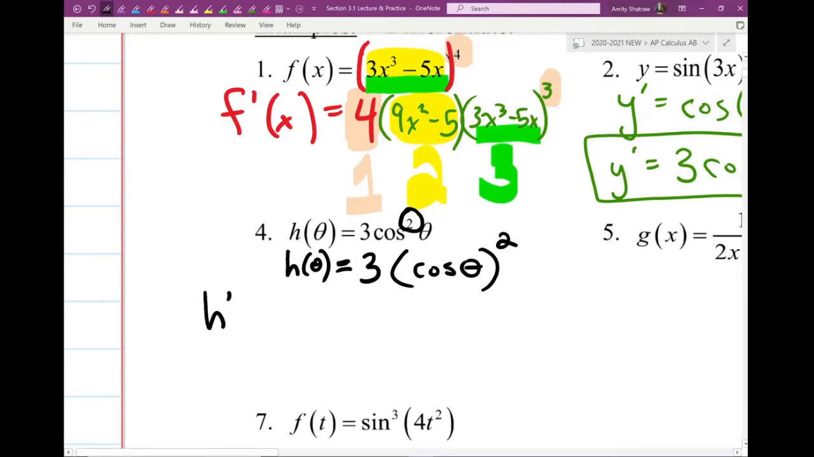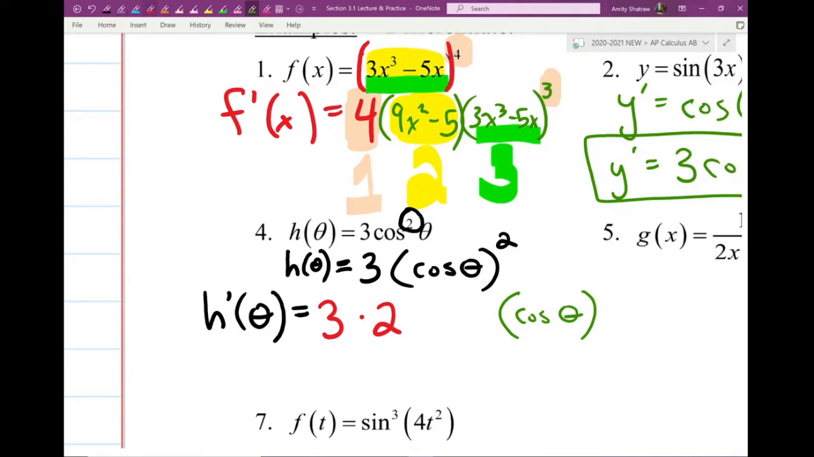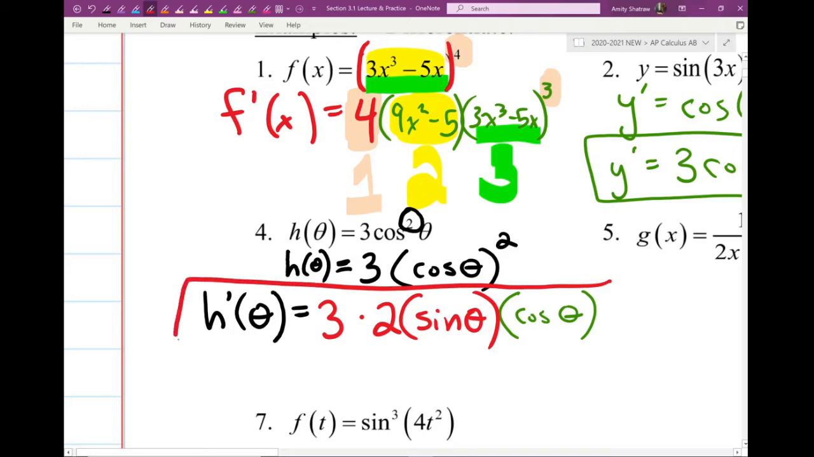So if I want to find the derivative of this, h prime of theta will end up being 3 times 2, because, right, there was a 3 in front, and now the 2 is coming down and out in front. And don't forget that you have that inside function. The inside function is cosine of theta. And then I did step 1, I did step 3, I forgot to do step 2. Here is step 2, and I'm sorry about this, you guys. Step 2, take the derivative of the inside. The inside is sine of theta. Ta-da! So that will be my final answer.